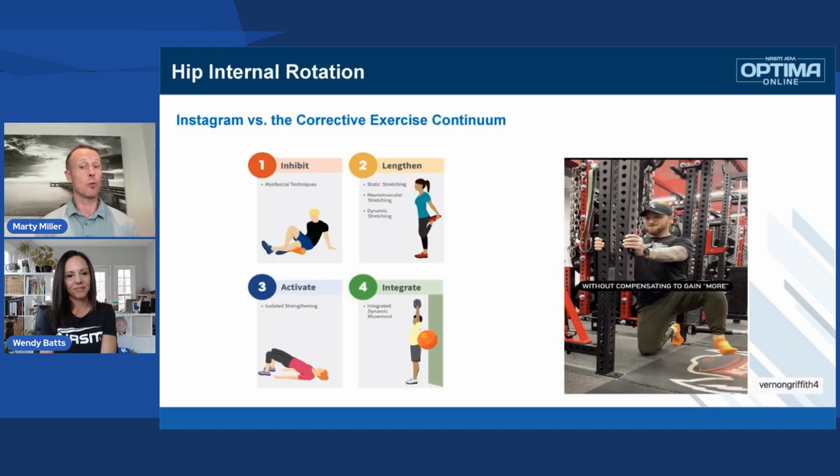So going back to what you just said, the corrective exercise continuum. Remember, this is an evidence-based approach. You would inhibit the overactive tissue first. It could be foam rollers, it could be the massage guns that you see out there. There are different techniques. Then you would lengthen anything that's chronically shortened. Then you could look at activating anything that is weak. And then you would integrate, get it back to where the whole body starts to play nice with each other.